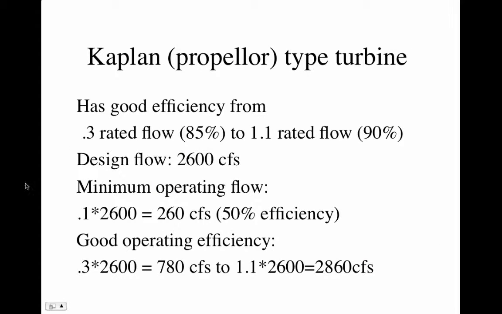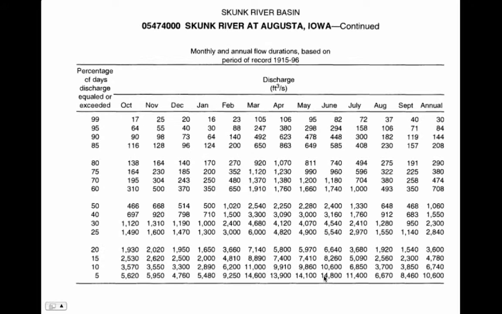So we'll choose a Kaplan propeller type turbine. It has a good efficiency, 85 to 90%, from about 0.3 of the rated flow to 1.1 of the rated flow. So what's it going to operate? It's going to operate down to 260 cubic feet per second and up to 2,860. At 260 cubic feet per second, it's only going to have 50% efficiency. But from 780 to 2,860 cubic feet per second, it's going to be between 85 and 90% efficient. So that's probably a pretty good turbine for this.